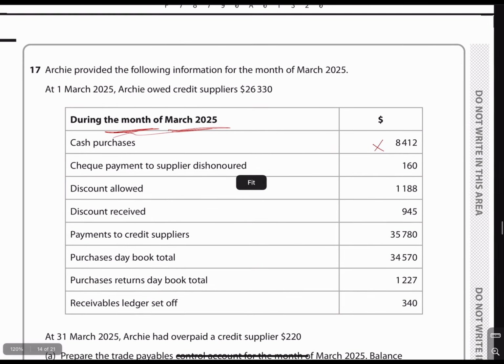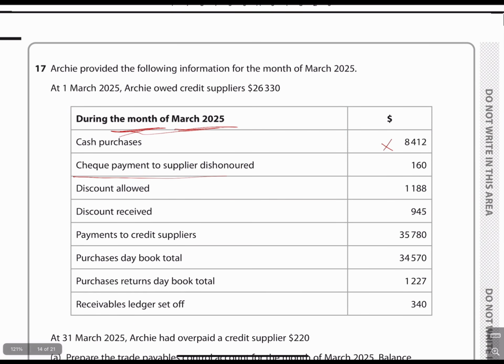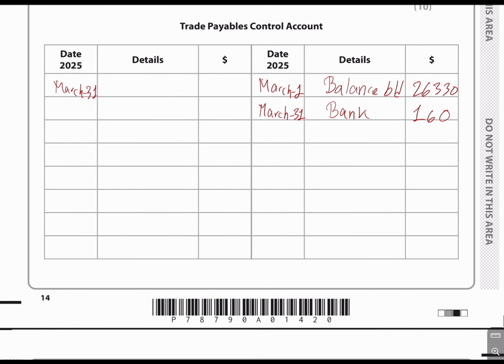So now here we have to choose between one as well: discount allowed and discount received. Here we have to know whether we allow discount or we receive discount from our payables. We receive discount from our payables, right? This is a supplier account. We don't allow any discount to our suppliers. We receive discount from our suppliers. So discount received will come to the trade payable account.